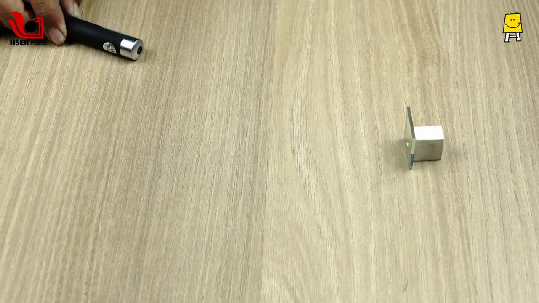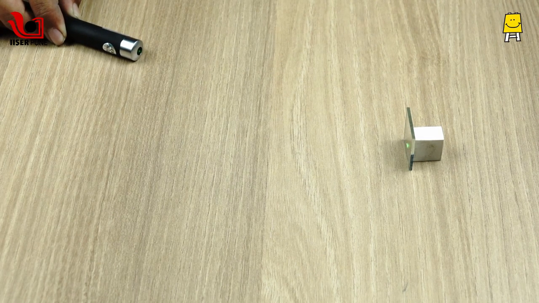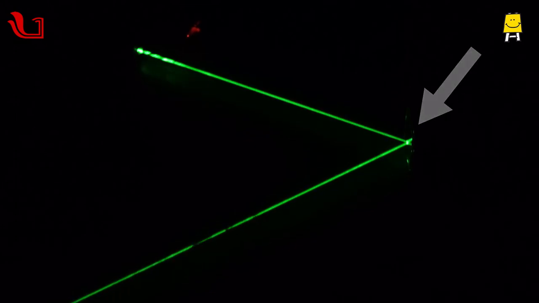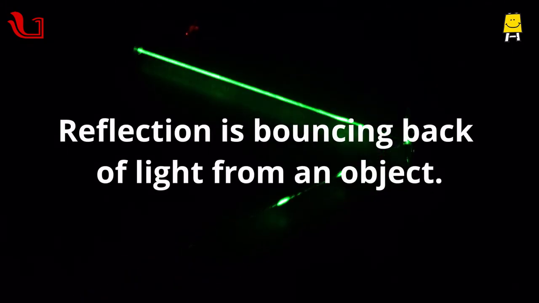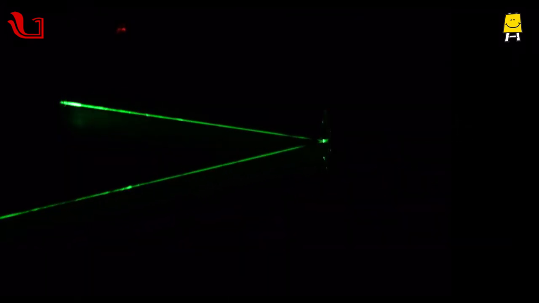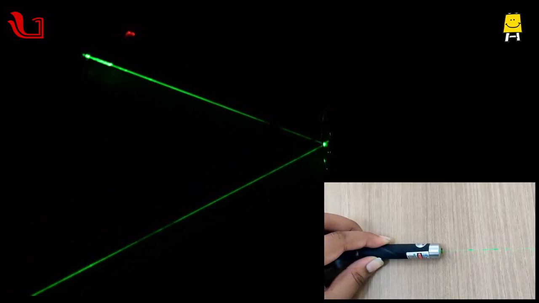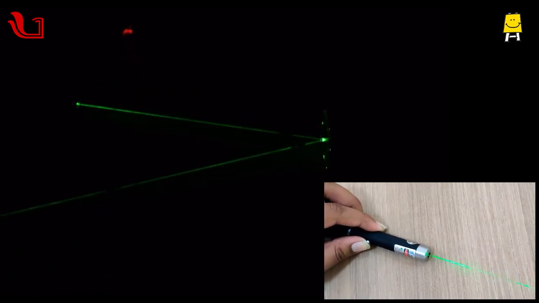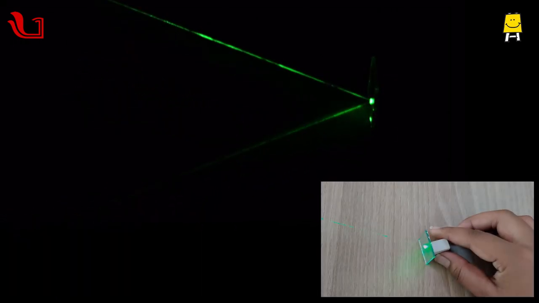Now let's see what happens when you shine a laser beam on a single mirror. We can make the laser beam visible by using the smoke from burning incense sticks. Notice how the beam of light bounces back and changes direction when it hits the mirror. This bouncing back of the beam is called reflection of light. You will notice that if you change the angle at which the laser beam hits the mirror, the angle of reflected beam changes accordingly. This angle can also be changed by slightly rotating the mirror.